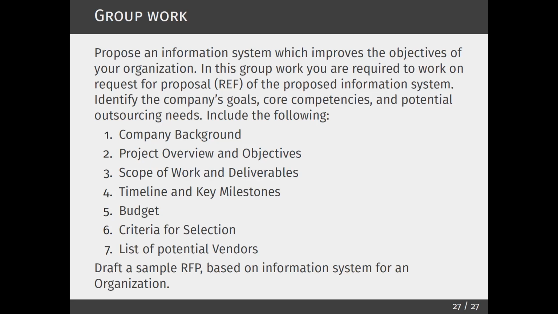So there we have to list what our company is, what our objectives are, what exactly needs to be implemented, what the timeline is, what the budget is, and what the criteria for selecting vendors are. And also we can think of a list of potential vendors. So I will share the handouts. So get prepared and come for the interactive session, and we can discuss.